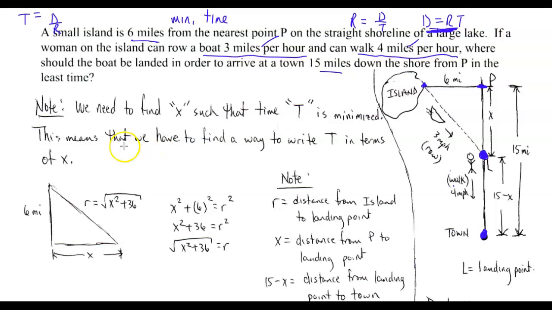So the note that I have here is that we need to find x such that t, which is time, is minimized. Notice in our model, we want to figure out where this landing point is. We want to figure out where she needs to land, and that's going to be x units away from where point P is. So that's how we're going to model everything. We need to have everything written in terms of x.